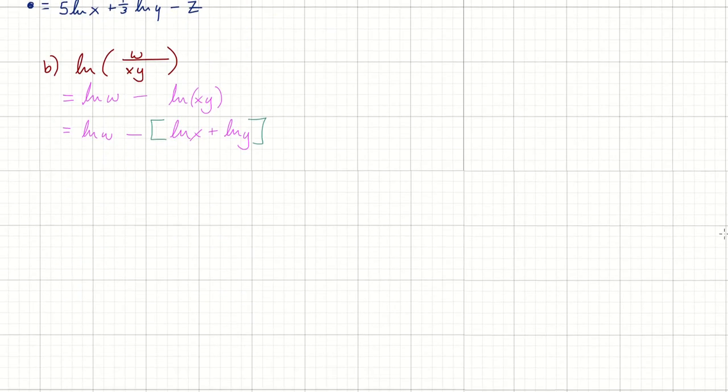What should happen with this negative? Distributed. It better distribute. We end up with the natural log of W minus the natural log of X minus the natural log of Y. This is easily one of the top two places where students make mistakes with things. Feel okay?